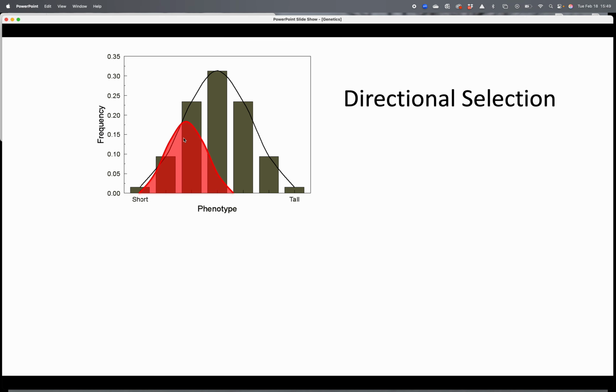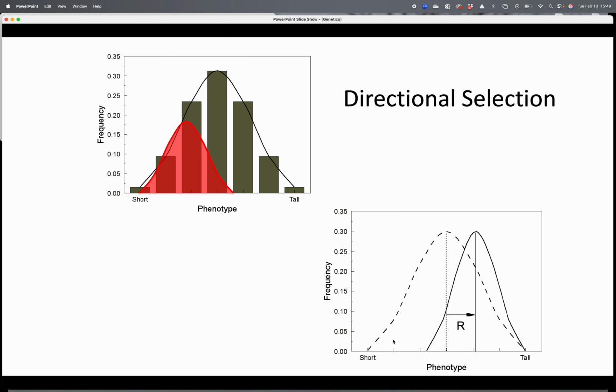But when you select against, in this case, the lower portion of this distribution, we have the pre-selection distribution here that is a dotted line. We have the post-selection distribution, which is the solid line. And we can see that the mean has shifted, and that's the evolutionary response to selection. But not only that, the variation in the pre-selection population is higher than the variation in the post-selection population. And so not only has the mean shifted, but the variance of the population has also shifted. And this is the hallmark of directional selection.